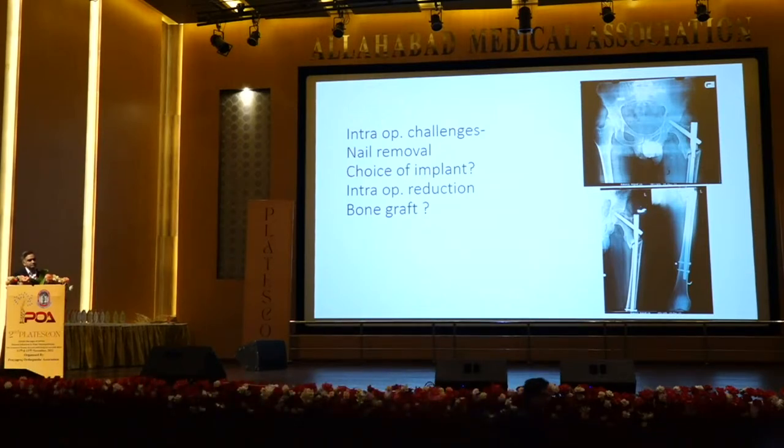I would use only a single implant. I think one should always use two implants in the subtrochanteric region, not a single implant. What are the names of the two implants? So it really doesn't matter actually.